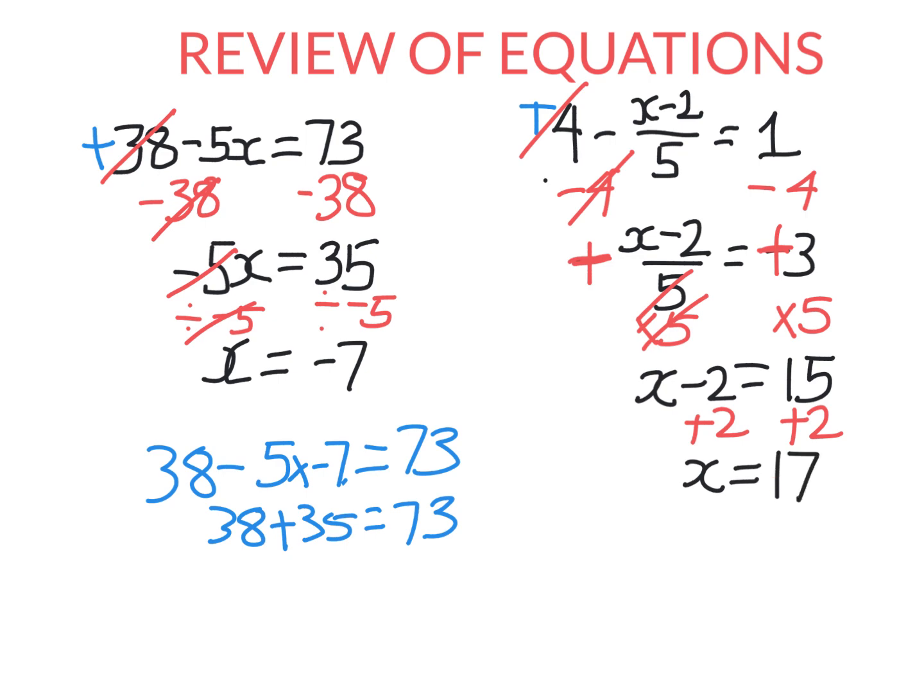This is the solution because if I substitute x for 17, I'll get a true statement. 17 minus 2 is 15. 15 divided by 5 is 3. 4 minus 3 is 1. If I substitute x for 17, I get a true statement.